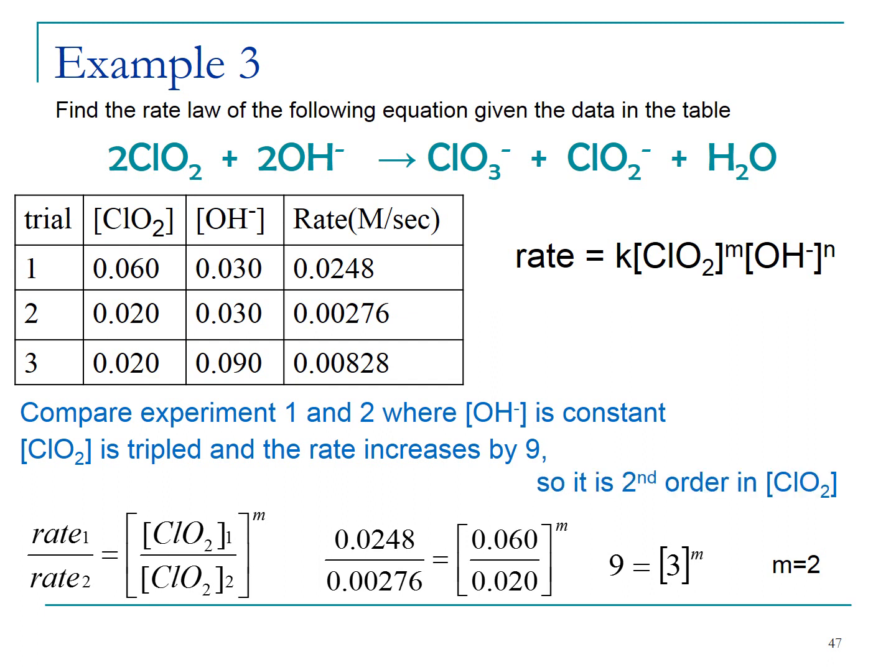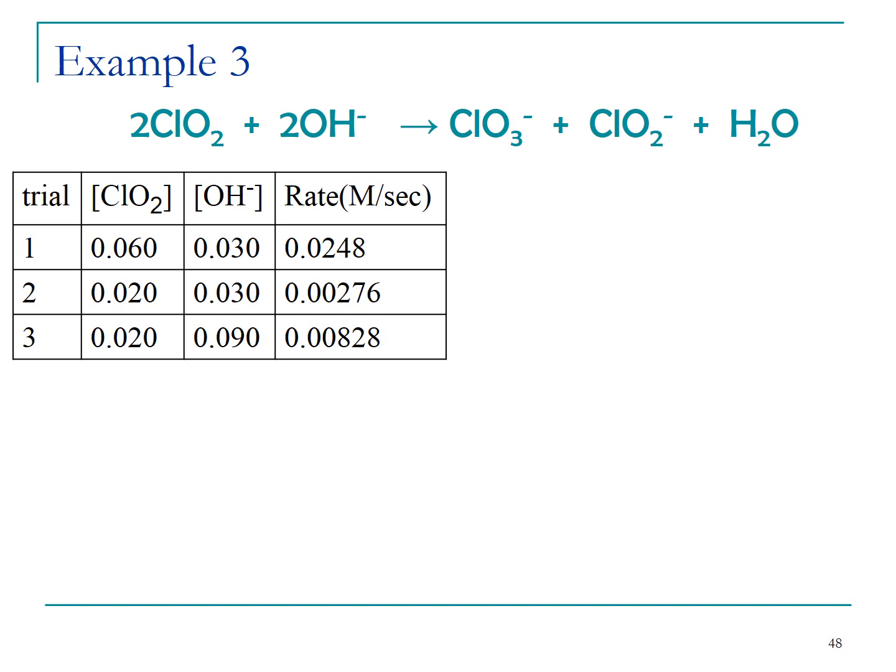So we go ahead and cross off the m. It's second order with respect to ClO2. Now, let's focus on the OH negative. Already you see that I've written my rate law in, and I've already changed the m to 2 because we know that that's 2. So now we're trying to find what is little n.